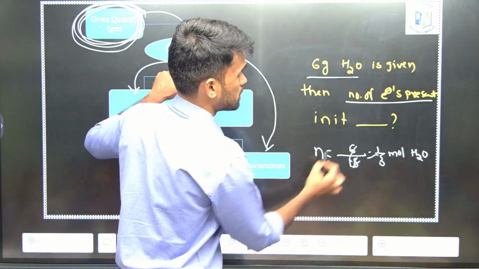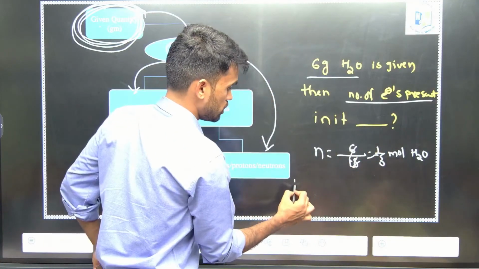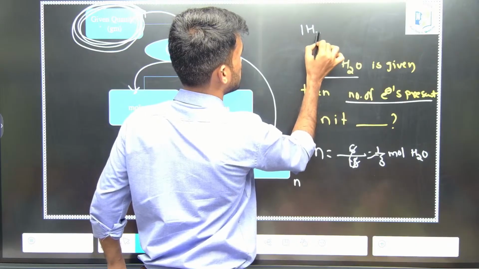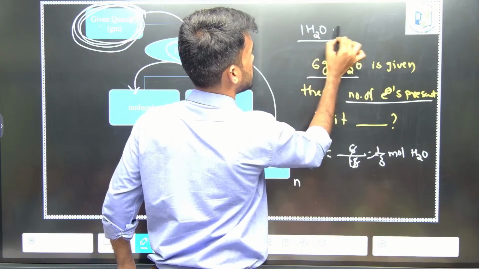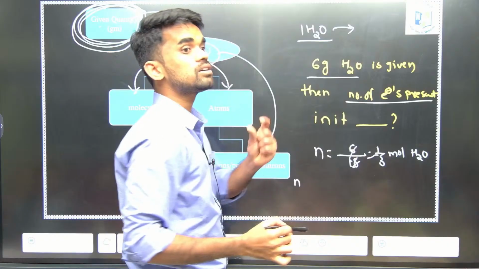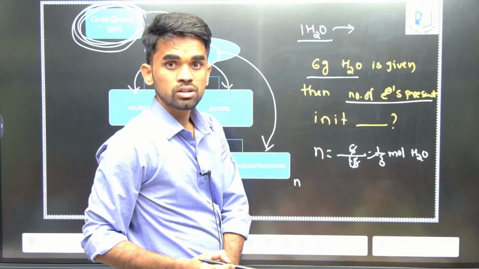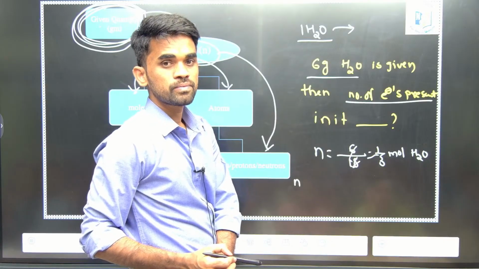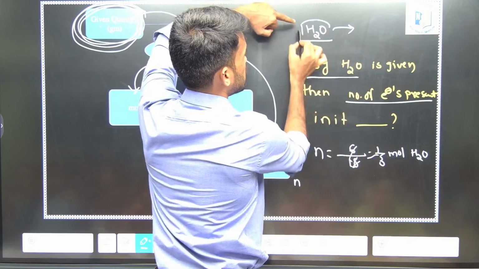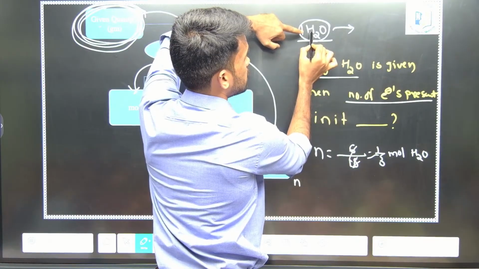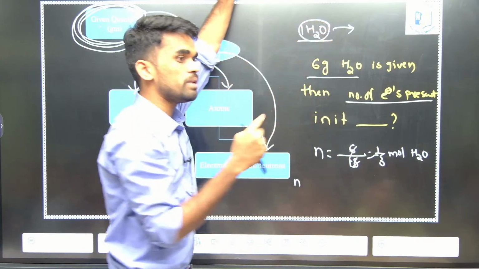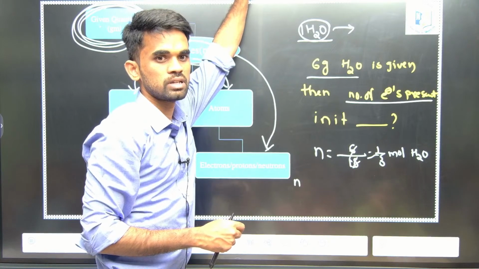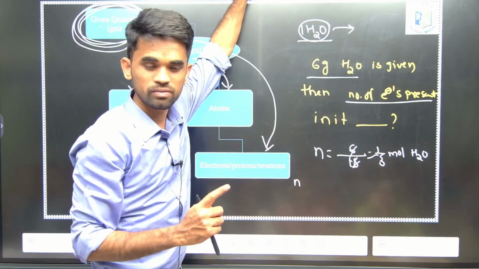Now what I am asking is the number of electrons present. So the number of moles of water we got like this. In one water molecule, how many electrons are there? How to do that? See, in one water molecule, how many hydrogens are there? In one hydrogen, how many electrons are there? One electron, as the atomic number is 1.